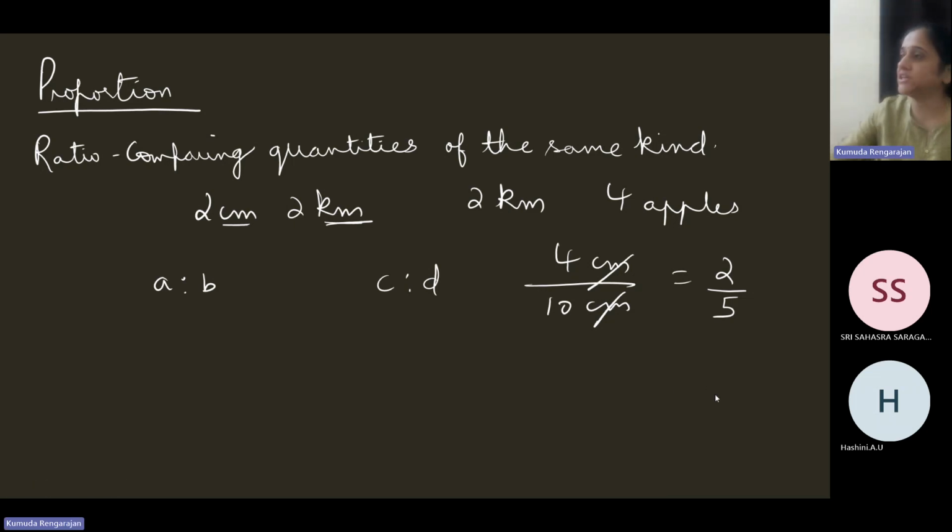All right. Okay, so the ratio does not have a unit, because the units get cancelled. Centimeter cancels. So 2 is to 5 is the ratio. Ratio does not carry any unit. Comparing two or more quantities, okay? You can compare more than 2 quantities also. Comparing 2 or more quantities of the same kind is called ratio. And when 2 ratios are equal, they're said to be in proportion.